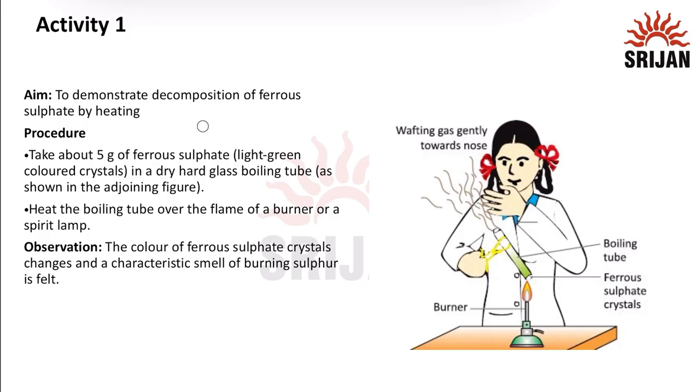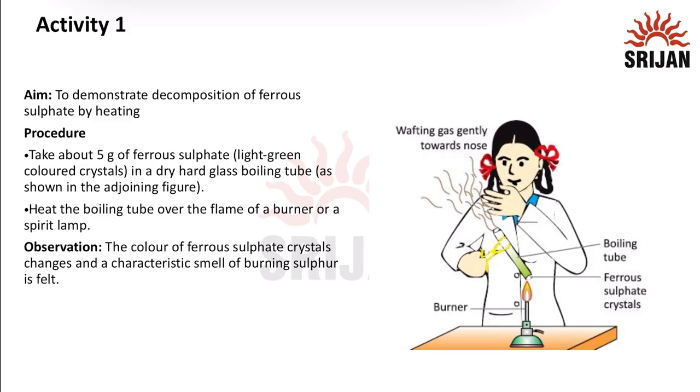First, to demonstrate decomposition of ferrous sulfate by heating. So the sulfate of iron, we will see how that decomposes. How can we conduct an activity so that we understand the decomposition of ferrous sulfate? Take 5 gram of ferrous sulfate in a hard dry glass boiling tube. Then we will heat it.